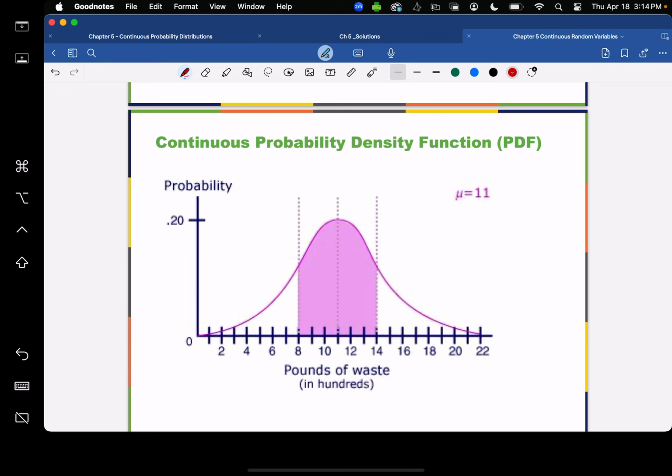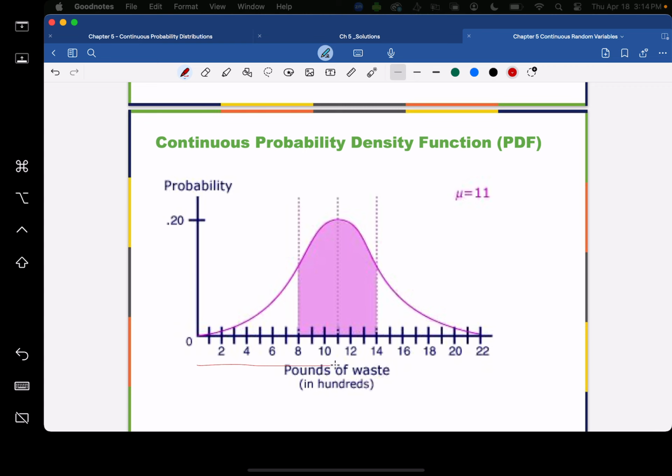So I'm on slide 10 of our chapter 5 slideshow. This is the probability of a certain number of pounds of waste. So trying to come up with a story here.